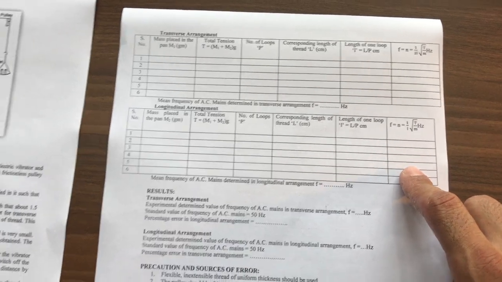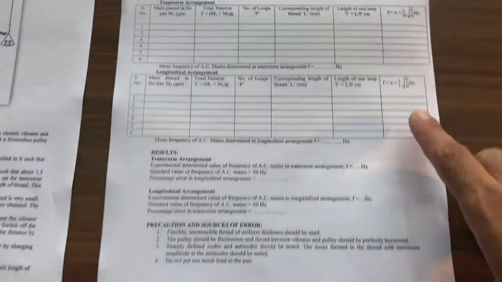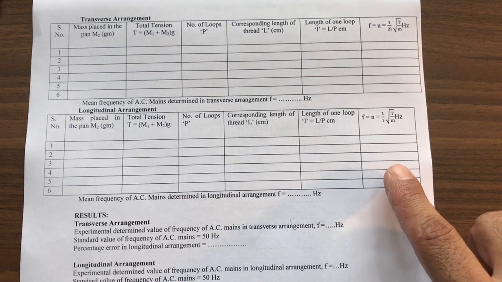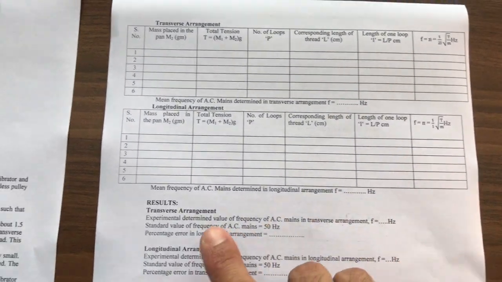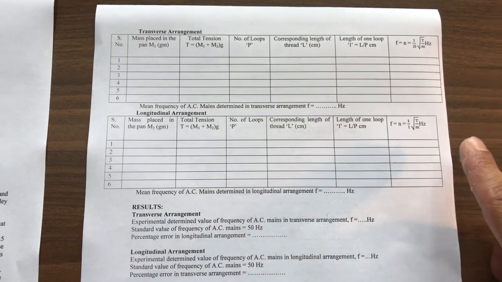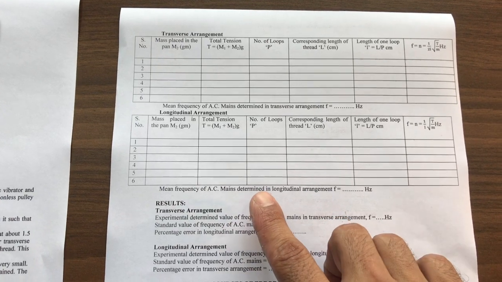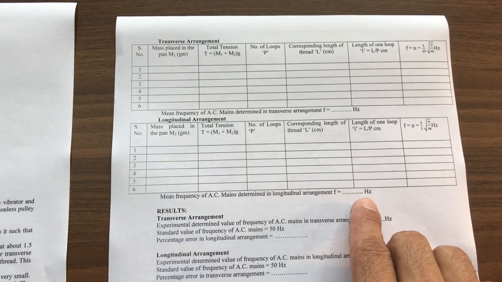of frequency. We repeat this process by changing the weight in the pen, and again find out the value of frequency, and after that we take the mean of all the readings, which is the experimental value of AC mains frequency determined in longitudinal arrangement.